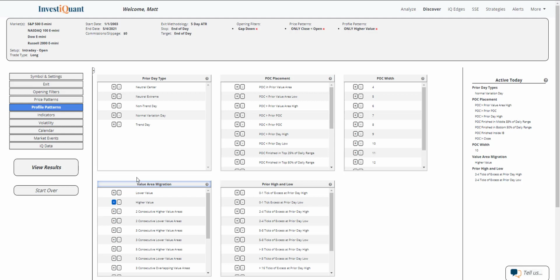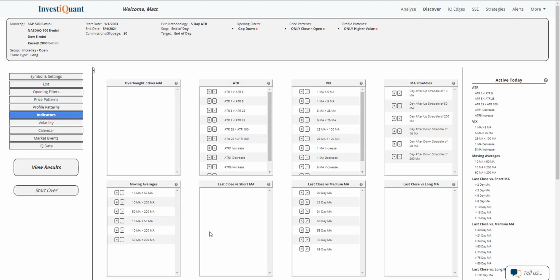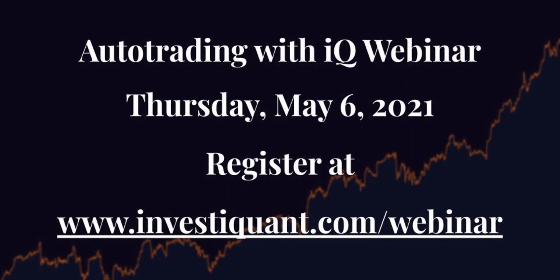So now we've got a red candlestick with higher value. That's a market profile term. And lastly, I'm going to put us above a 10 and 200 day simple moving average. And then I can click view results.